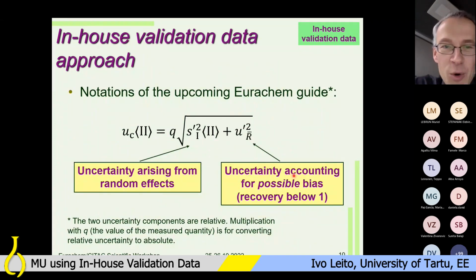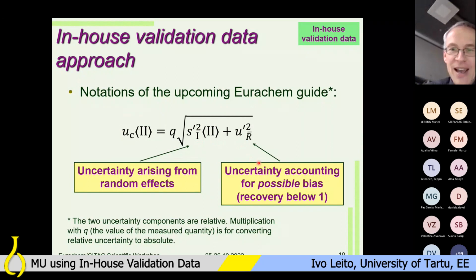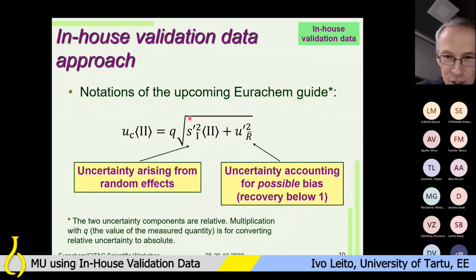And if I go to the notations that are used in the upcoming Eurachem guide, this would look like this. I'm not going into detail now about what exactly is meant here, because this will be explained today and tomorrow by other speakers. Let me just show that this first one again takes care of the random effects. The second one takes care of the systematic effects.